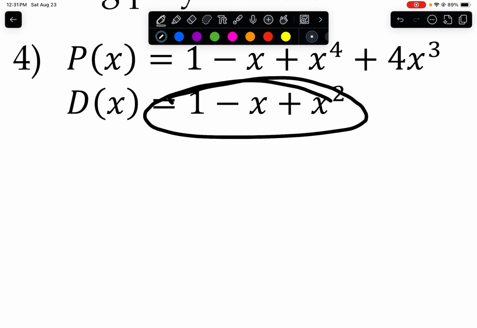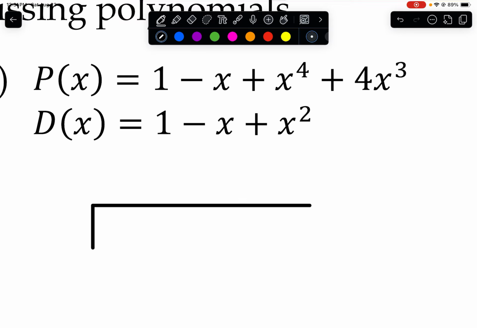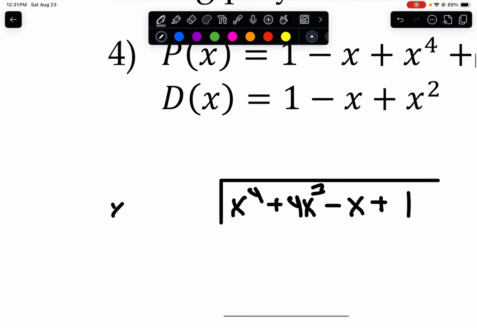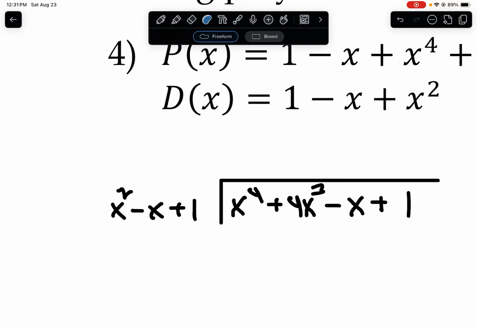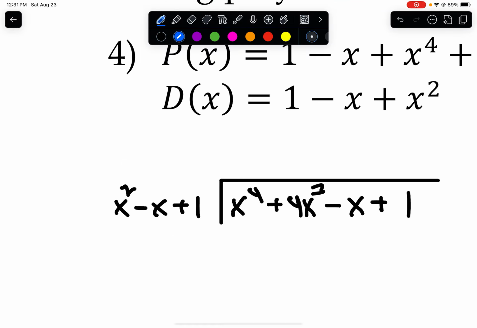I'm dividing by a nonlinear, which means I need to do long division. So I'm going to set up my house. Inside my house for my dividend, I'm going to have x to the 4th plus 4x cubed minus x plus 1. And then my divisor over here, x squared minus x plus 1.